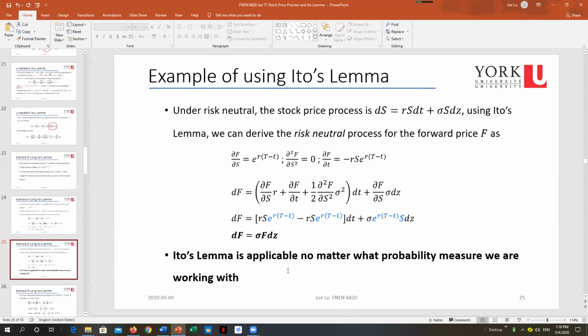So here, you will see that in risk neutral, there's no drift for the futures price. It's only a stochastic term here.